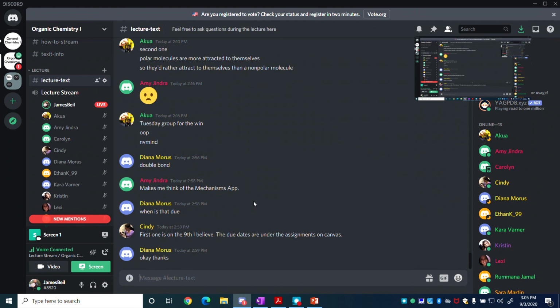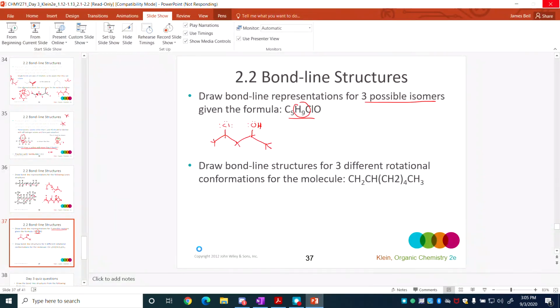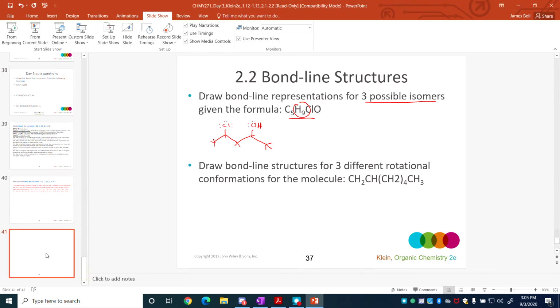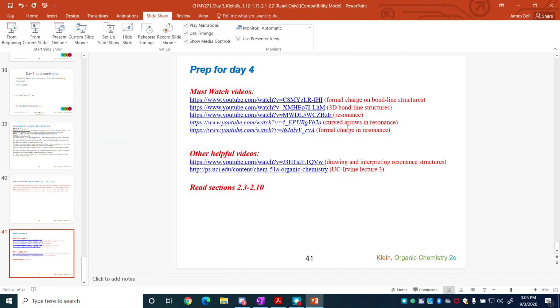Yeah, Amy's mentioning the mechanisms app. That's a good one as well. So I just want to mention that. This last slide here showing we're going to start talking about resonance. And once we do, there's some practice in the mechanism app that's due. That first assignment's due on September 9th, I believe. So if you haven't yet downloaded that, you want to do that soon so you're able to get that assignment in before the 9th.